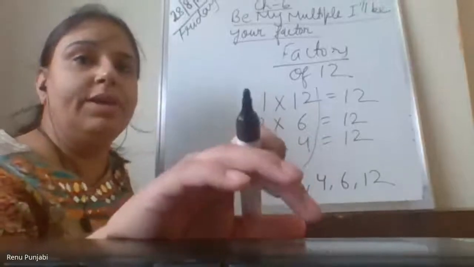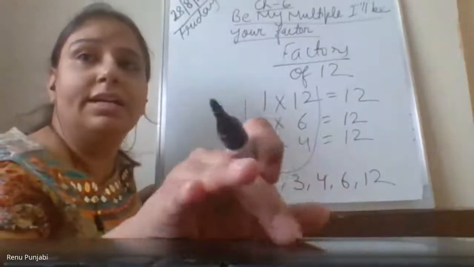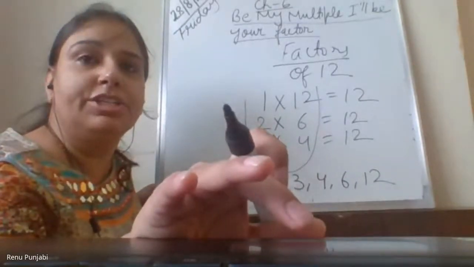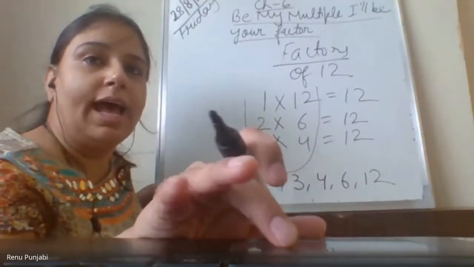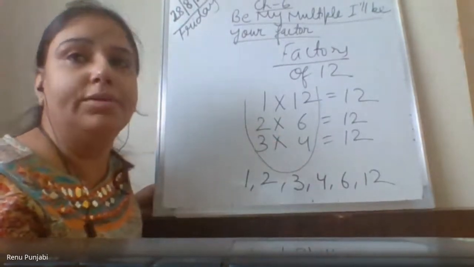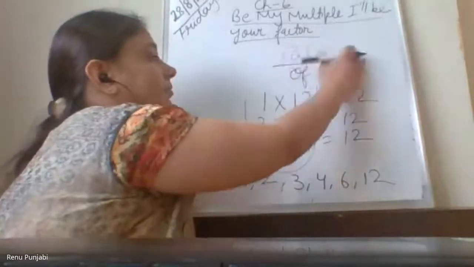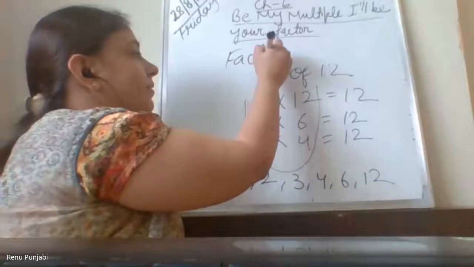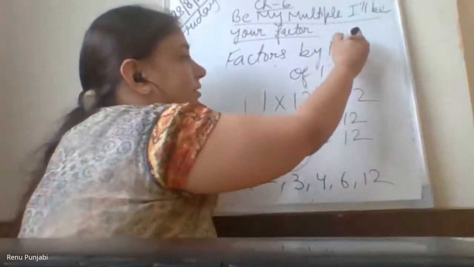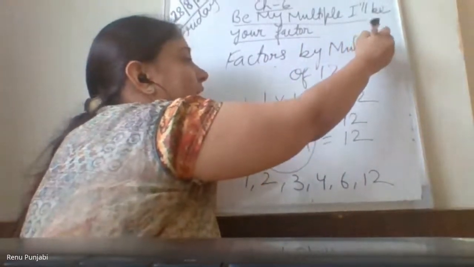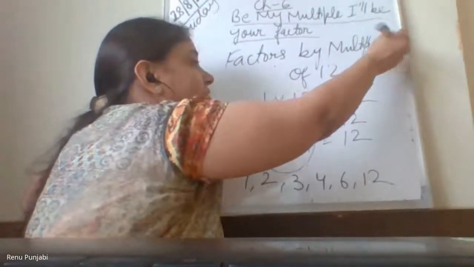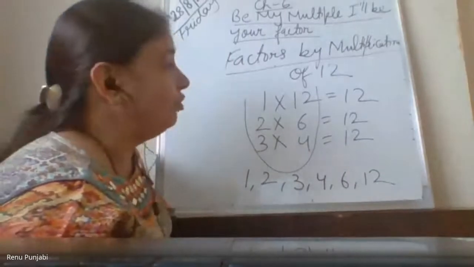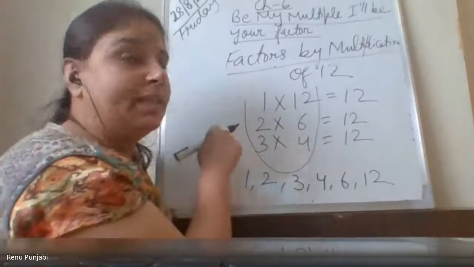So today we are going to do the factors, how to calculate the factors with the multiplication method. First, you have to look at the board and then I will tell you to write in the notebook. Factors by multiplication method. Why am I identifying the specific method? Because we are going to learn the factors by different methods also. So how to find the factors by multiplication method?